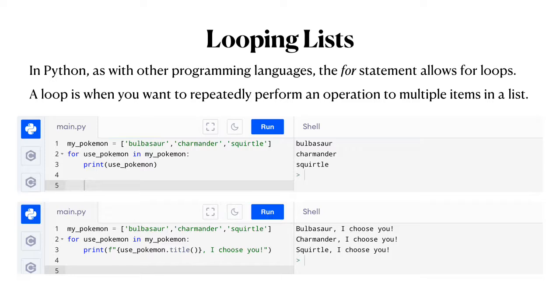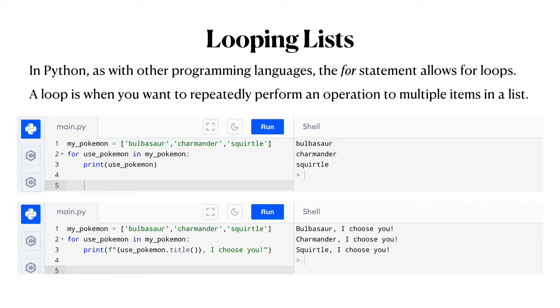The second set of code in the lower portion is the same as the first. I just added style to my print function. Instead of only the names Bulbasaur, Charmander, and Squirtle, I capitalized each name using the method title. And after each name, I added I choose you. So, for use Pokemon in my Pokemon, print f use Pokemon.title, I choose you.